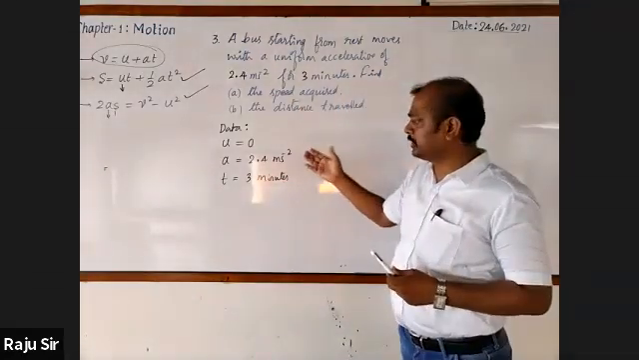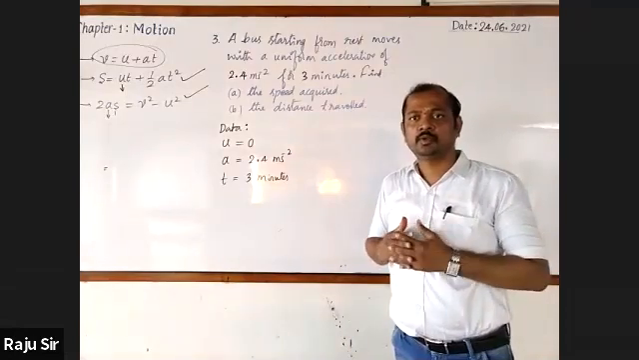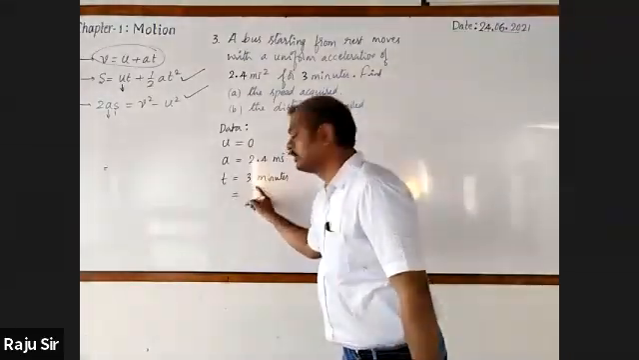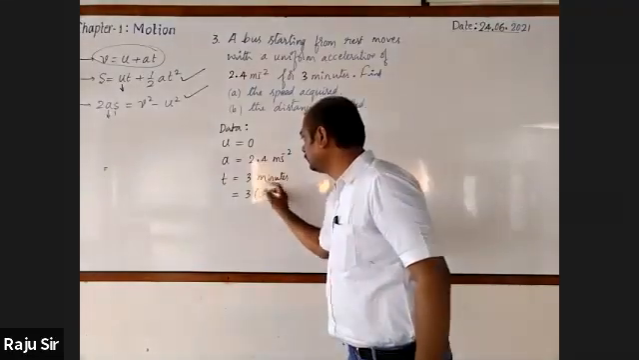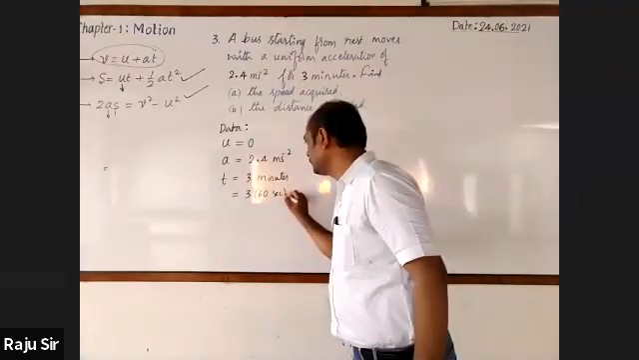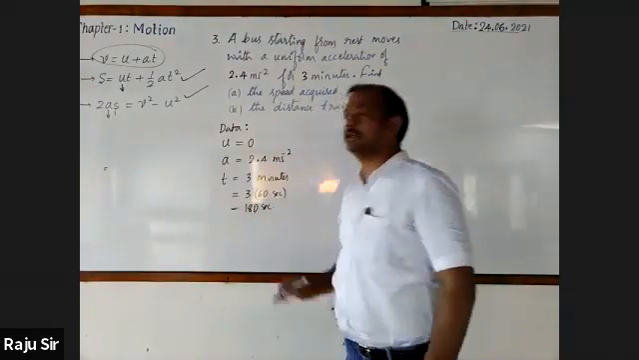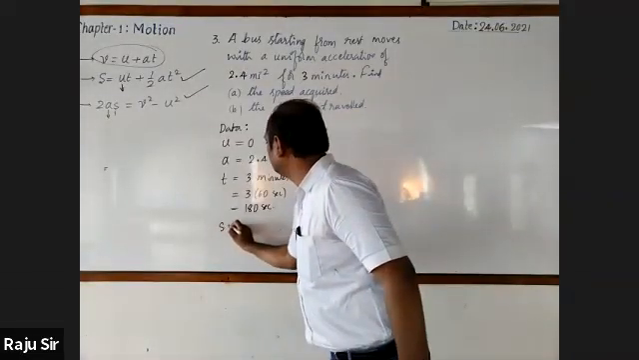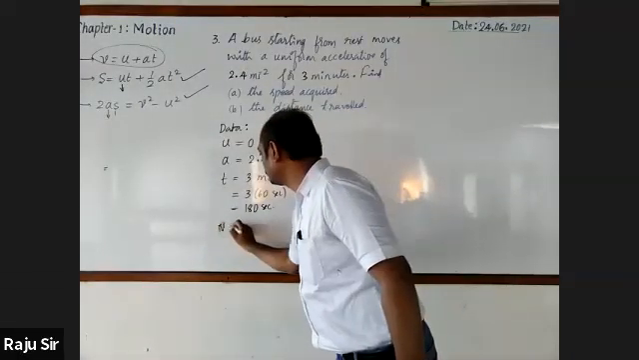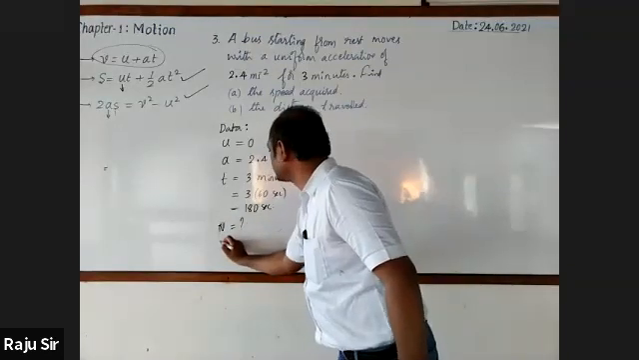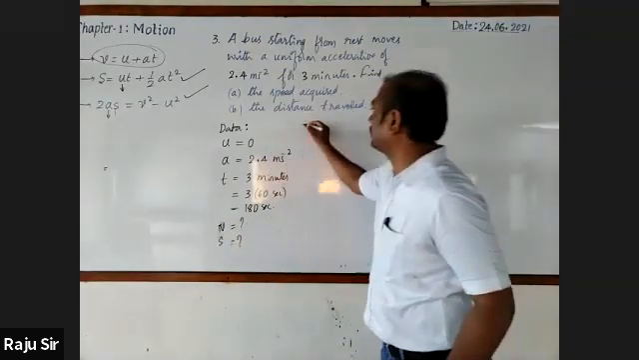Whether all of them are in SI units? Sir, 3 minutes, no. Sir, 180 seconds. Very good. Convert 3 minutes into seconds. 3 into 1 minute is 60 seconds. Then 60 into 3, it is 180 seconds. With this information, we have to find out the speed V equal to question mark and the distance traveled S equal to question mark.